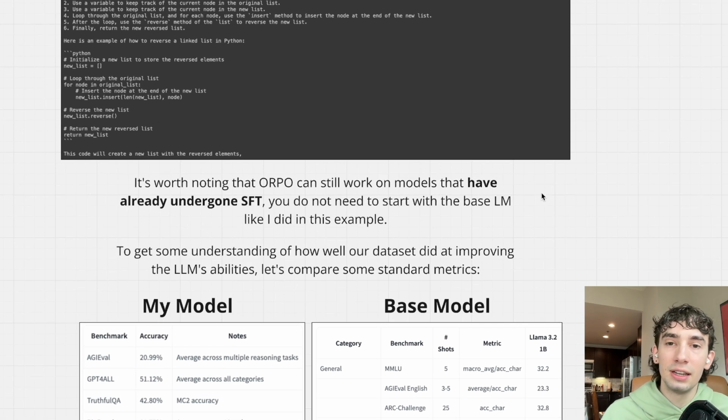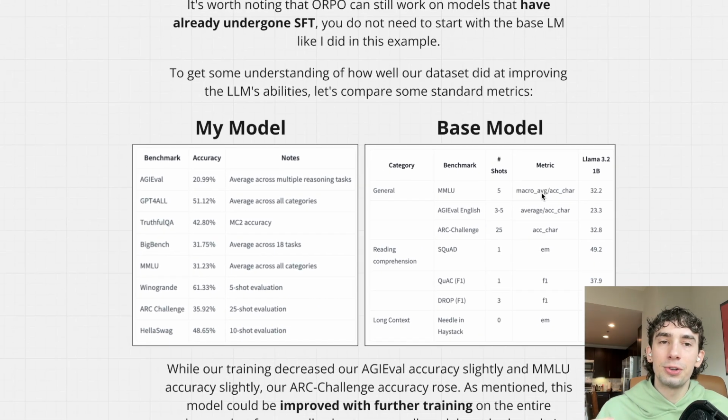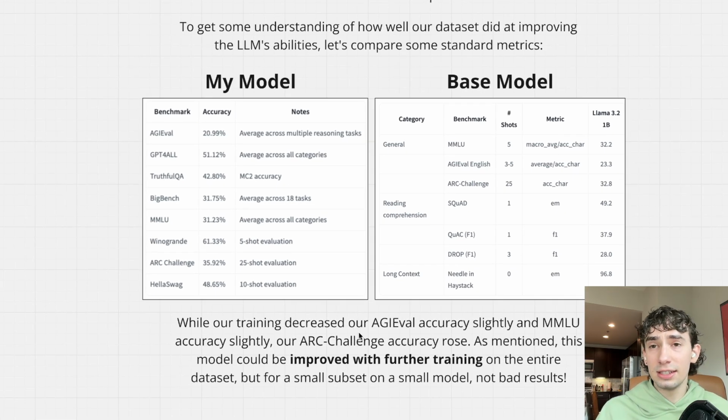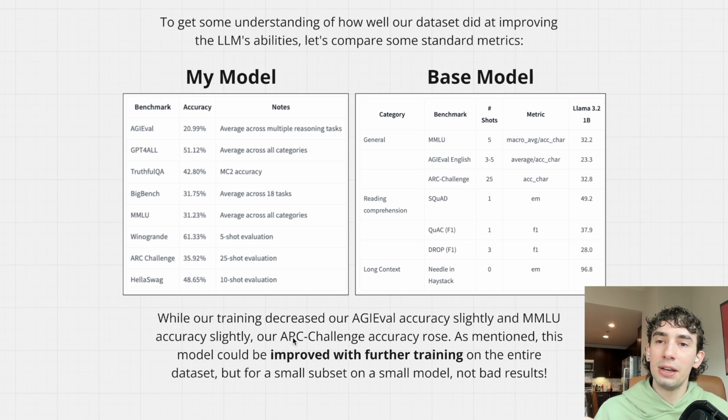But that being said, let's get some more understanding of how well our dataset actually did at improving our language model's abilities. So I ran through a few general benchmarks and comparing them back to the base model, we can see that our training actually decreased our AGIEval accuracy slightly and our MMLU accuracy slightly, but our ARC-C accuracy actually rose. And this is kind of cool to see given that the model was only trained on a subset of 15,000 examples for one epoch. It's likely that we would be able to push these a lot further with improvements and further training.